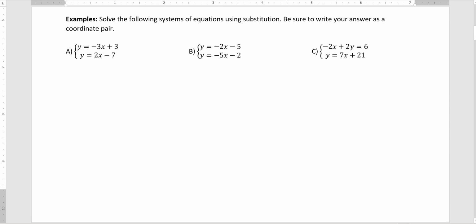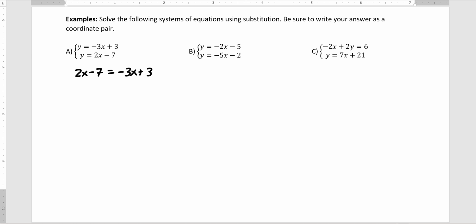All right, it says solve the following systems of equations using substitution. Be sure to write your answer as a coordinate pair. So, looking at letter A here, y equals negative 3x plus 7, y equals 2x minus 7. Well, notice that both of the y's are already isolated. So this is really nice. I can just set these x values equal to each other because y equals y. So that means that 2x minus 7 is going to equal negative 3x plus 3.